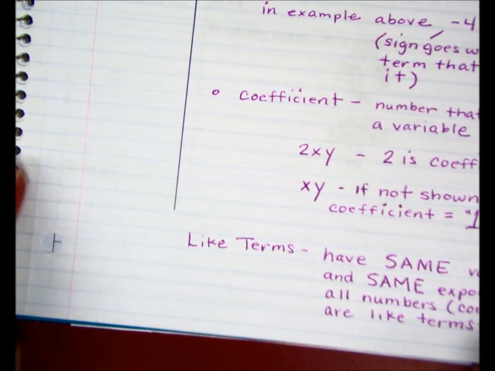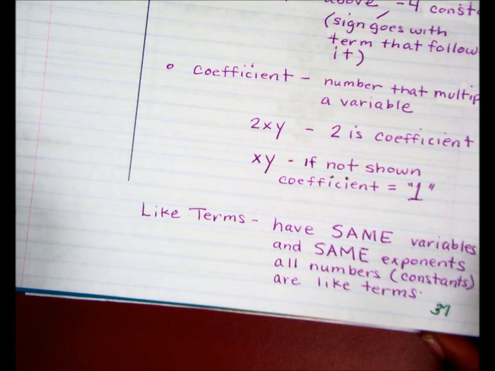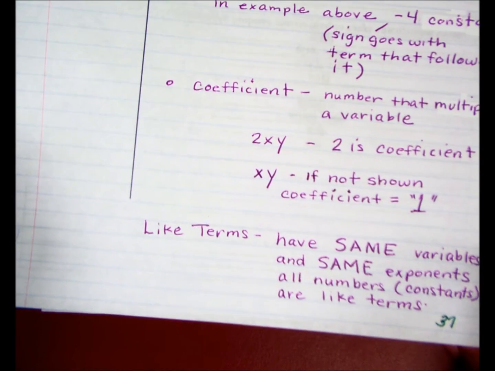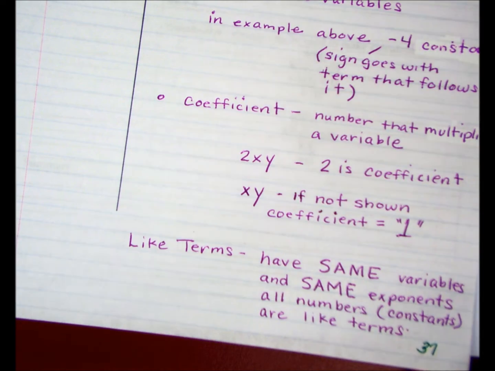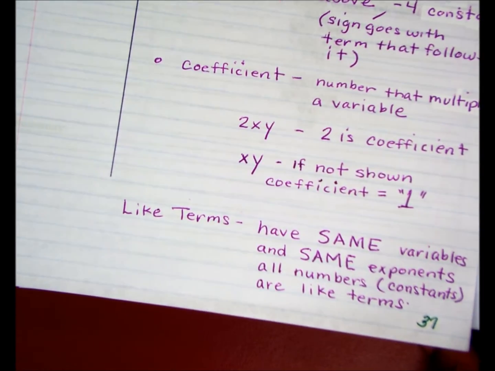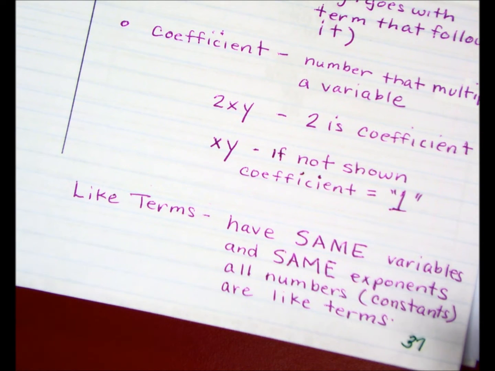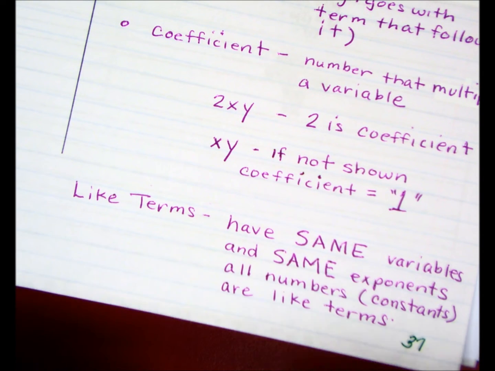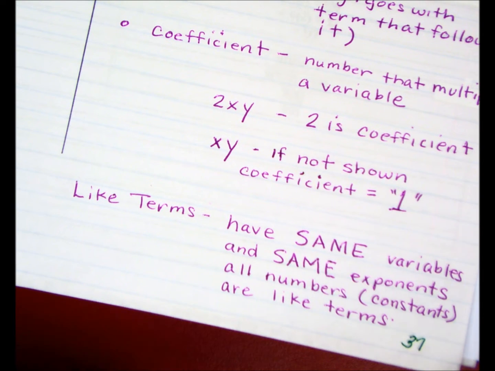Now we'll start talking more about like terms. Like terms have the same variables and the same exponents. All numbers, all constants are like terms. So 2004 are both like terms. -20 and 16 are all like terms. But otherwise, they must have the same variables and the same exponents.